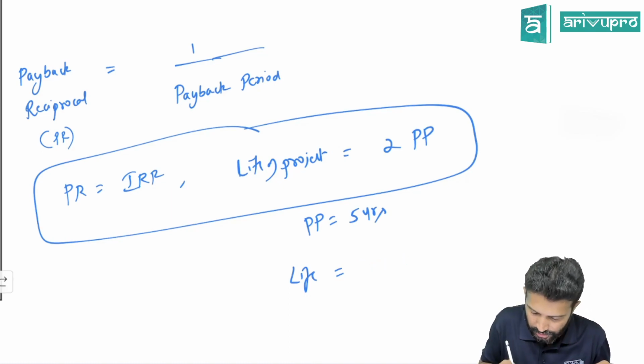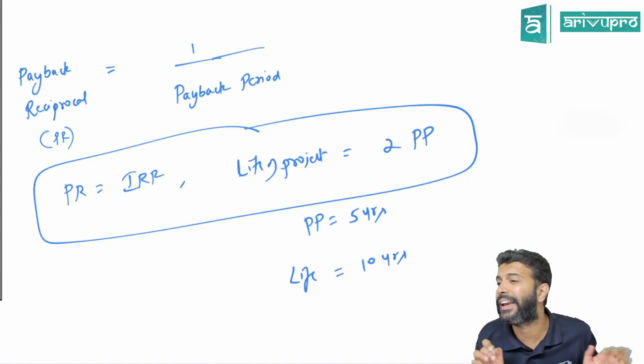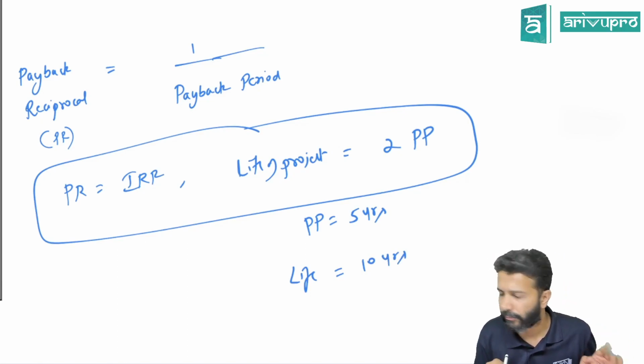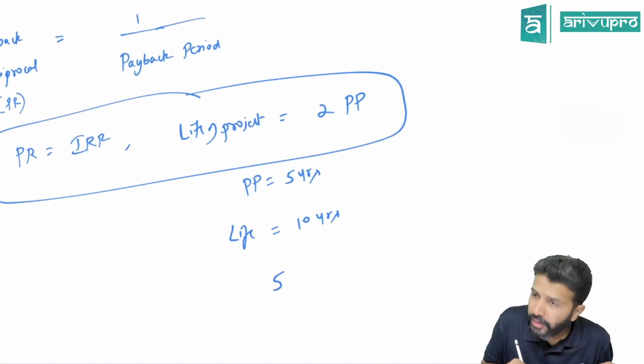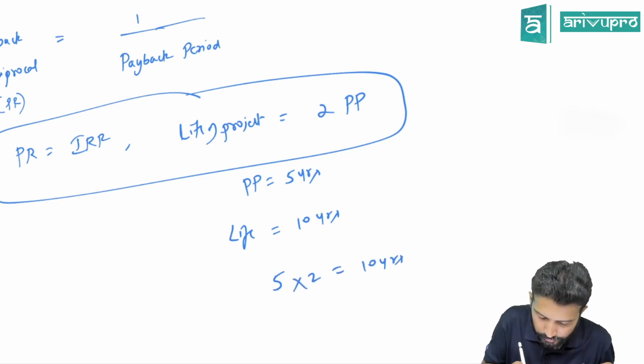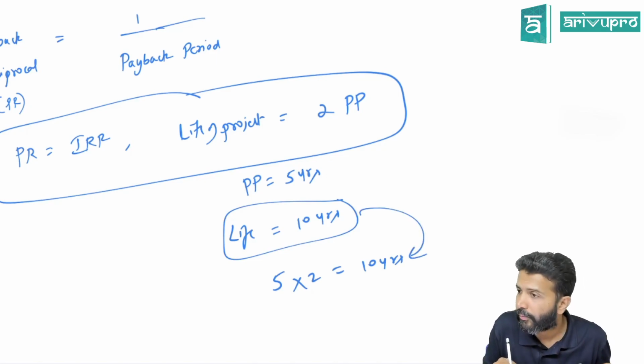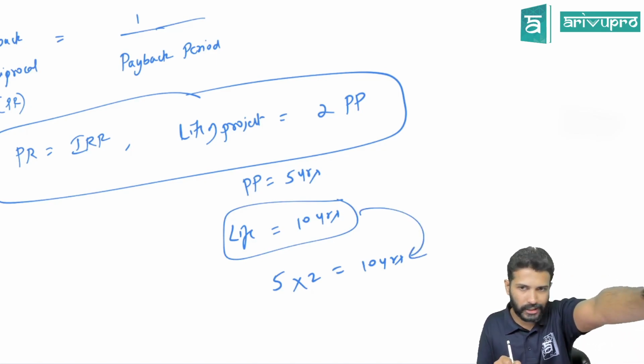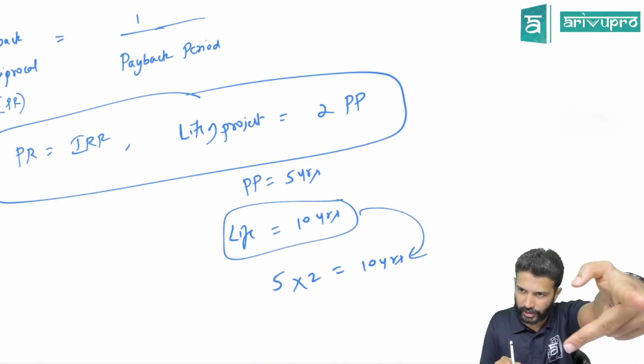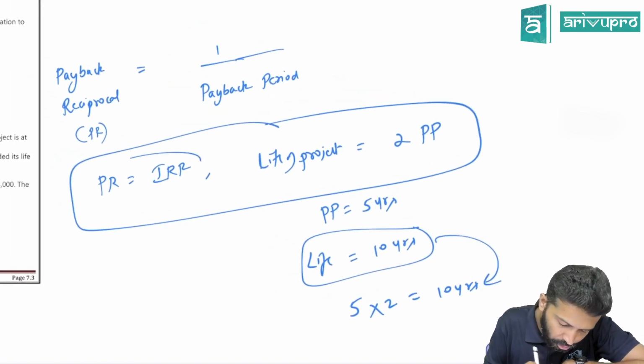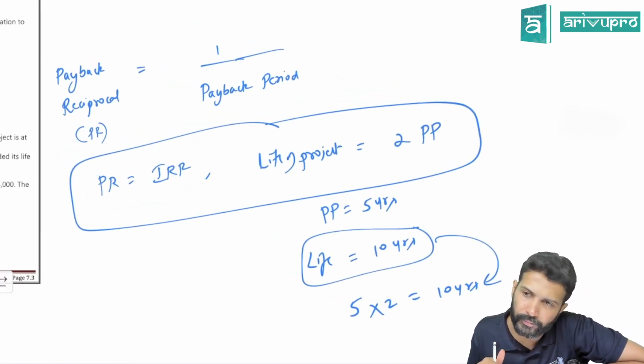Let me take the first initial one. Let's say the life of the project is 10 years. Sir, what is the payback period? 5 multiplied by 2. How much are you getting? 10 years. So if the life of the project is double the payback period, then IRR or payback reciprocal will be more or less equal to IRR.